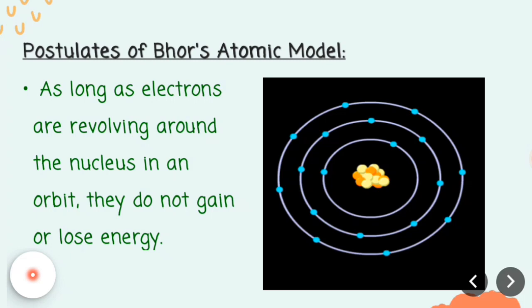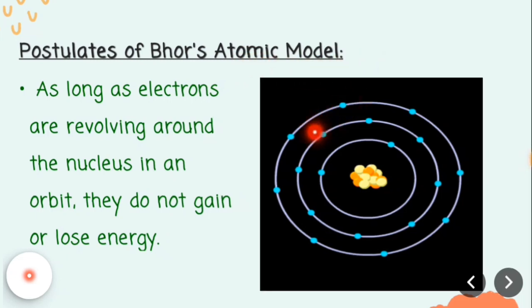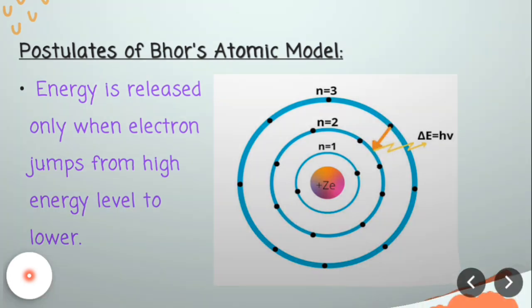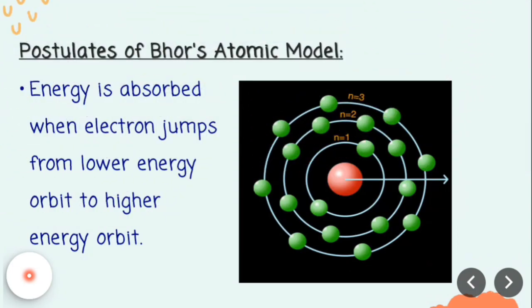Rutherford's atomic theory was that any charged particle, when it revolves around the nucleus, emits energy. But Niels Bohr proved that wrong with his atomic model. As long as electrons are revolving around the nucleus in a specific orbit, they do not lose or gain energy. He said that energy is released only when an electron jumps from a higher to a lower level, and energy is absorbed when an electron jumps from a lower energy level to a higher energy level.